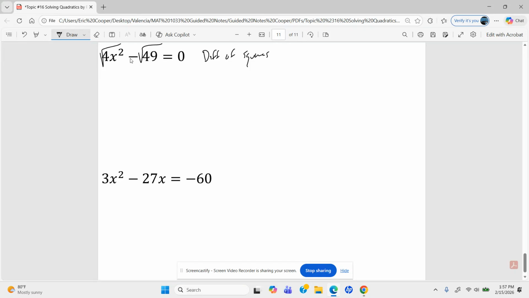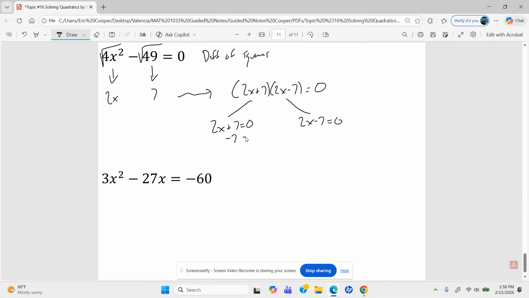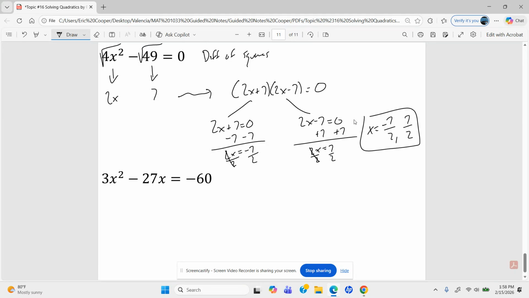I'll take the square root of each of these terms. The square root of 4x squared is 2x. The square root of 49 is 7. So this would factor to be 2x plus 7, 2x minus 7 equals 0. And now we're setting each of these equal to 0 and solving it. And if we do it correctly, we should end up with opposites as our answer. So over here, I find one of them to be negative 7 over 2. And then I'll do the same steps on the other side, and I find it to be positive 7 over 2. So again, this one we used difference of squares.